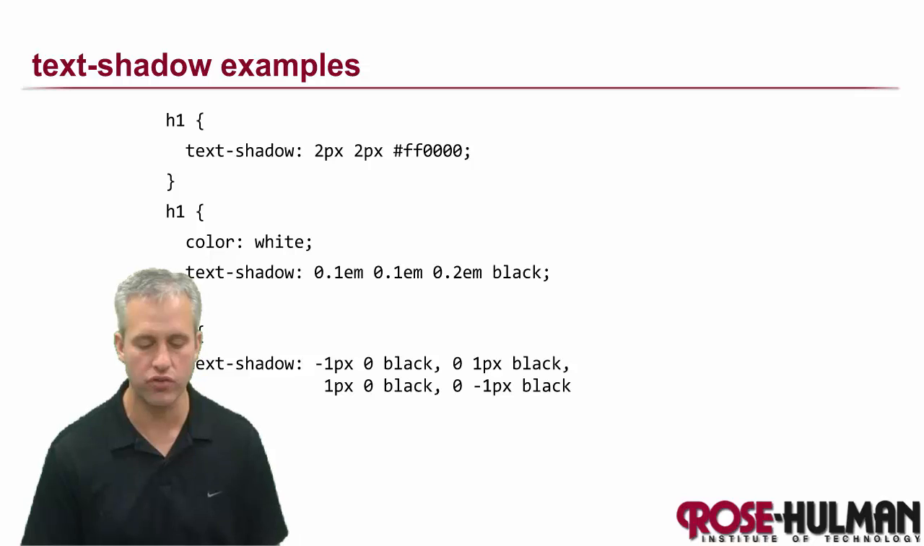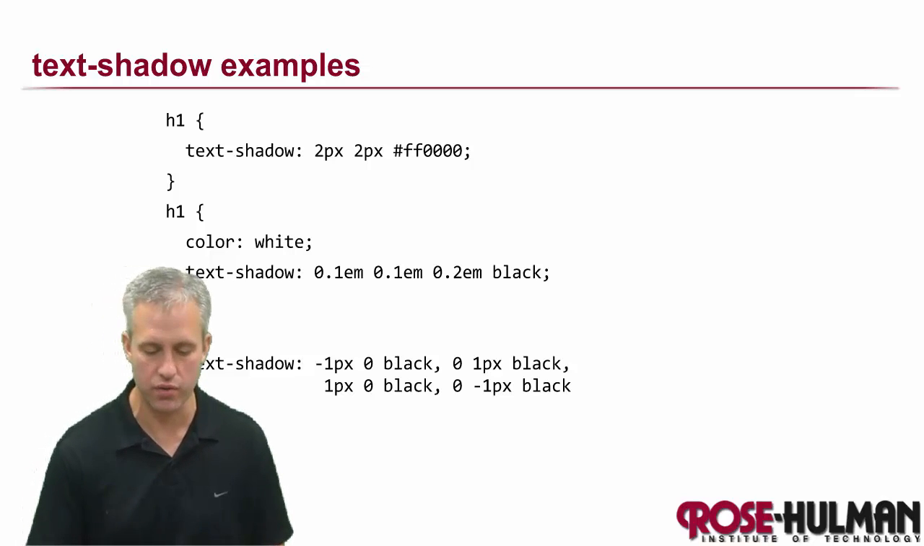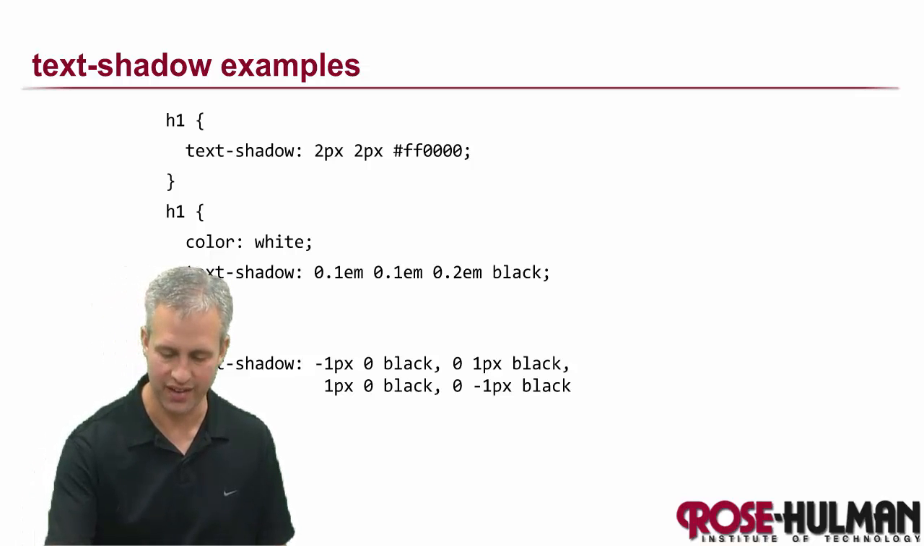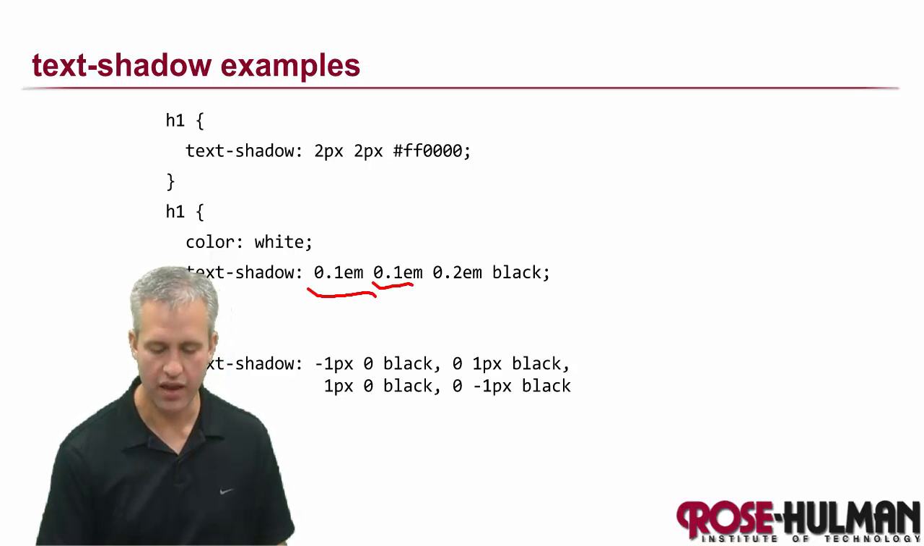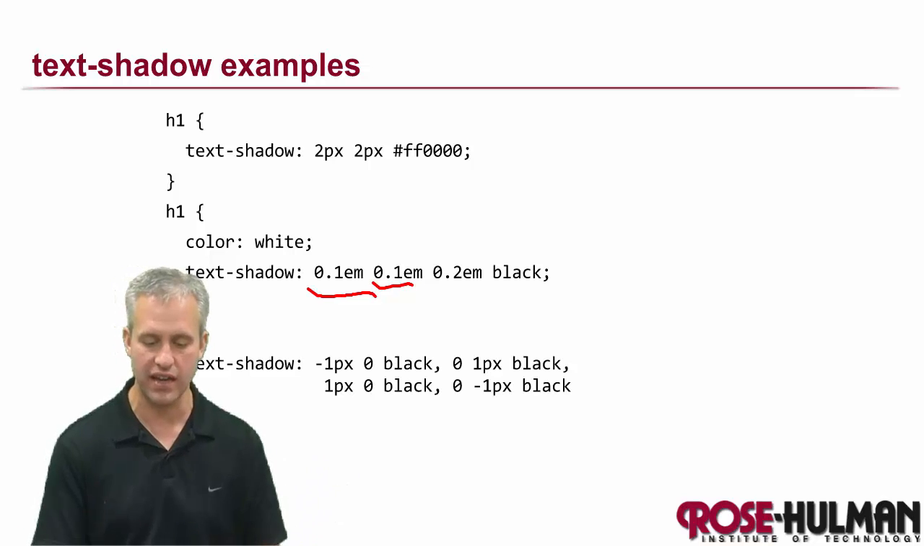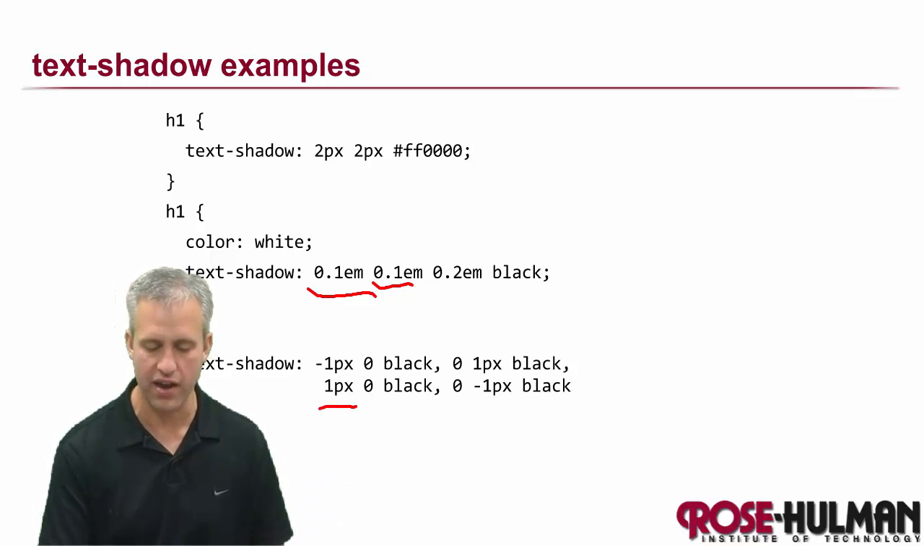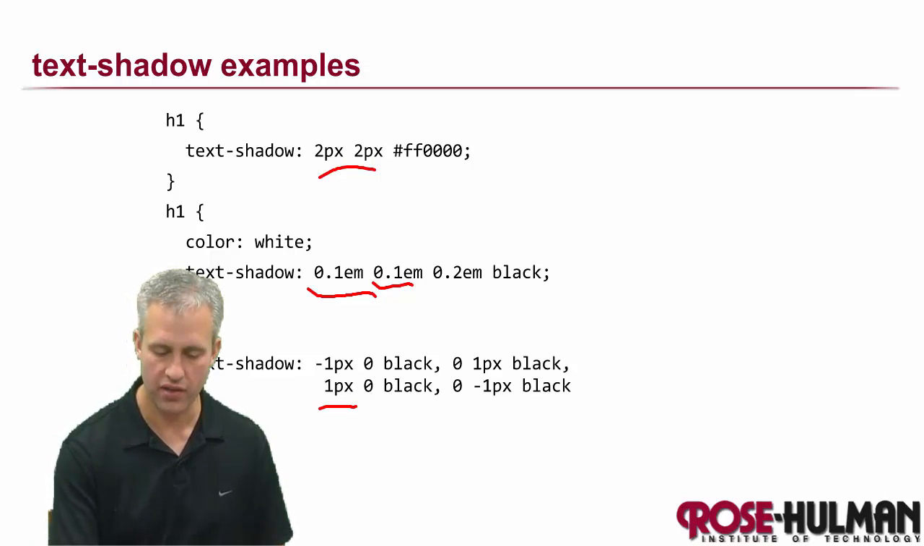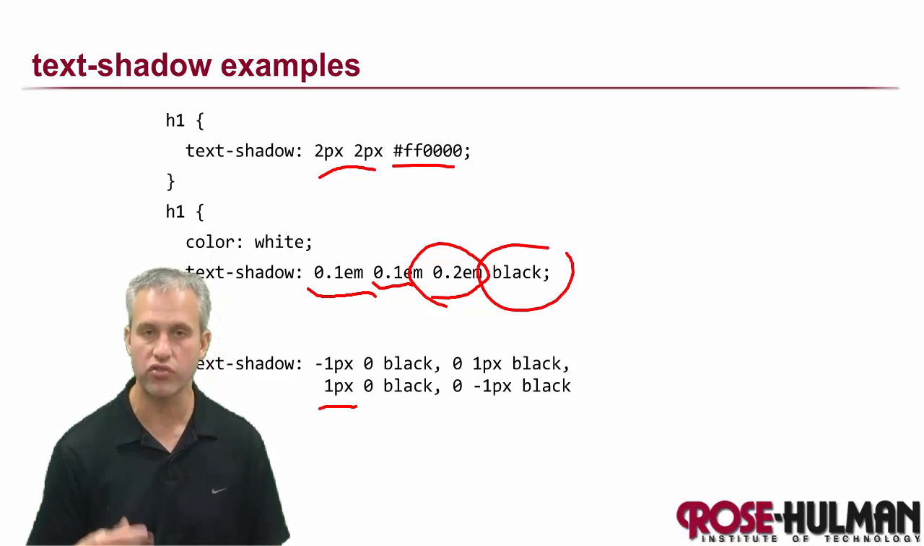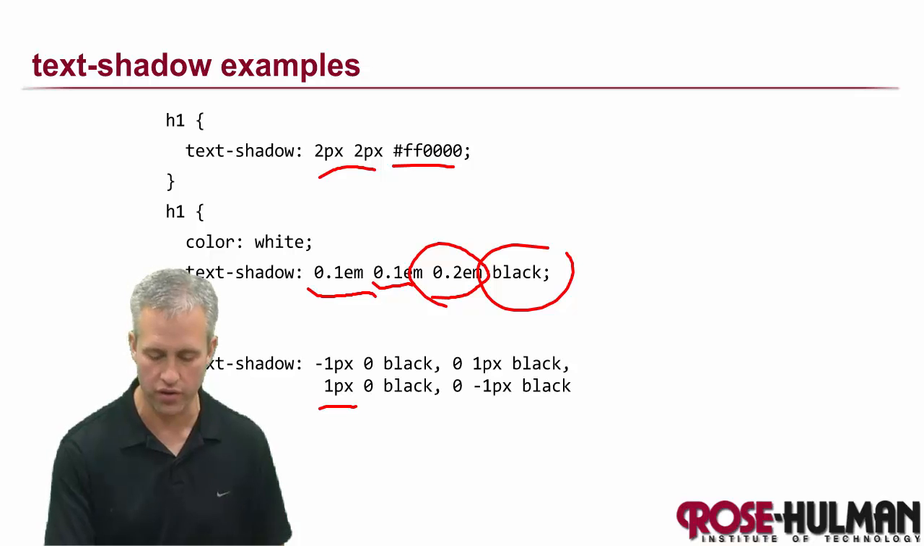What I'd like for you to do to learn a little bit more about the text shadow is to look at some examples. So here's a horizontal position that's specified in EMs. You could also specify in pixels. So that one uses pixels as well. This one has a blur amount as well. And then this one has a color. You can see that this one chose to just use color. It figures out what you want and don't need.